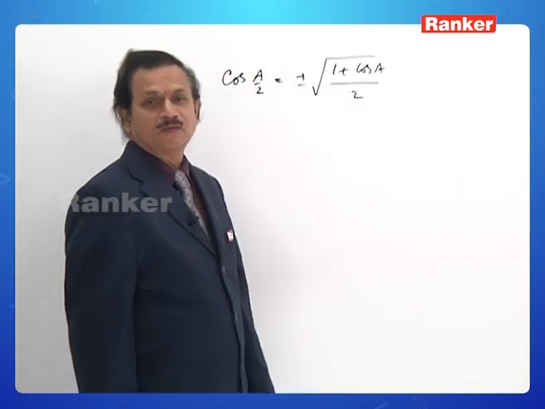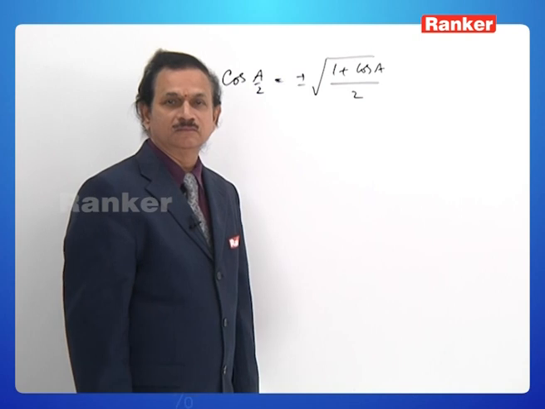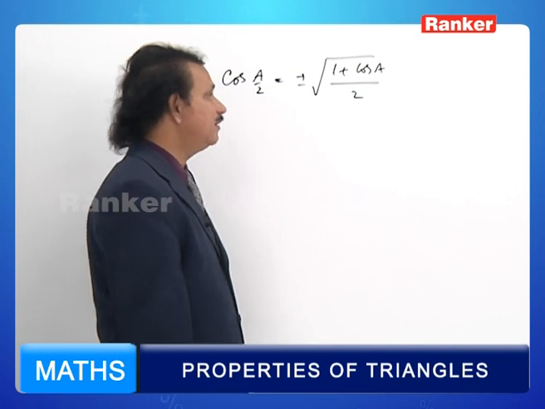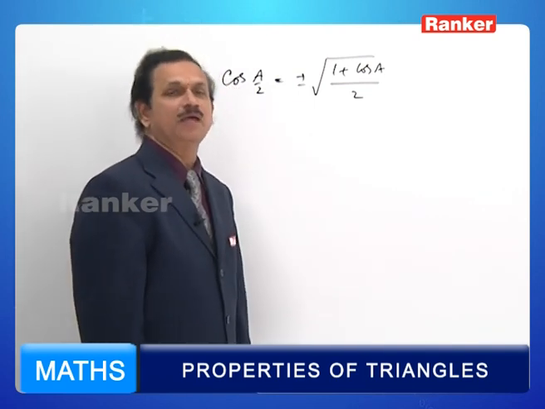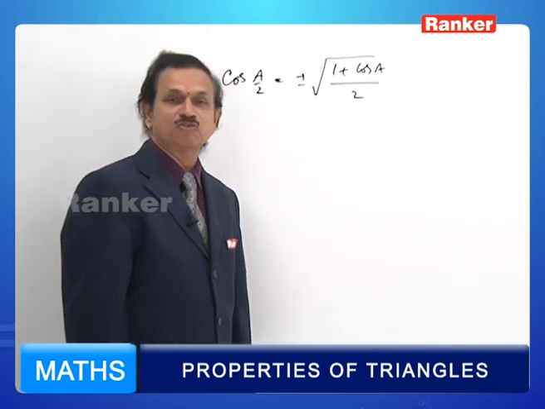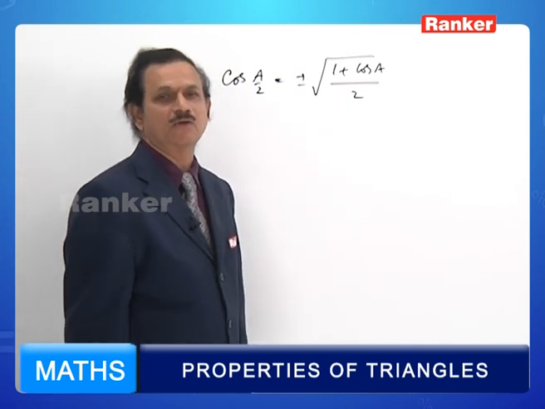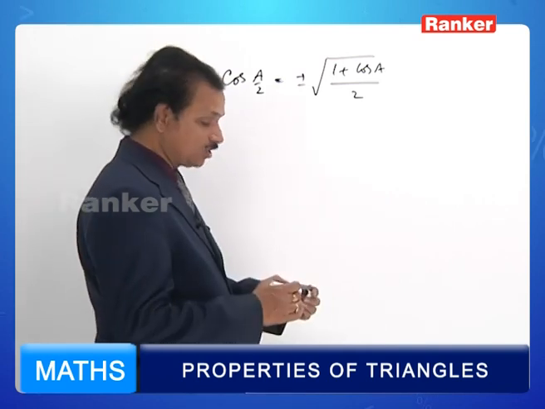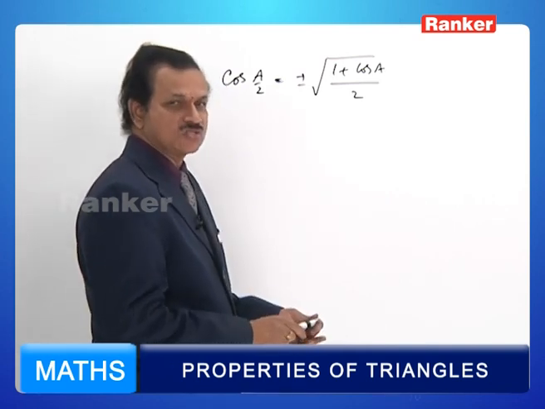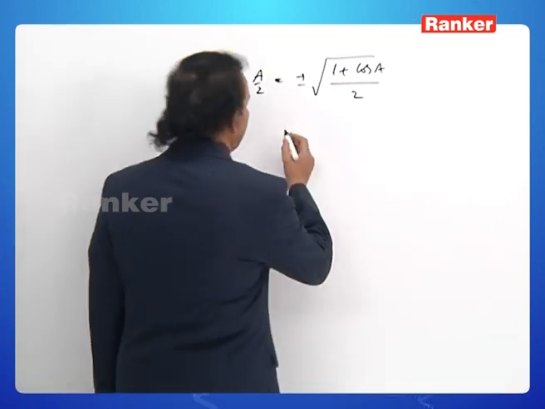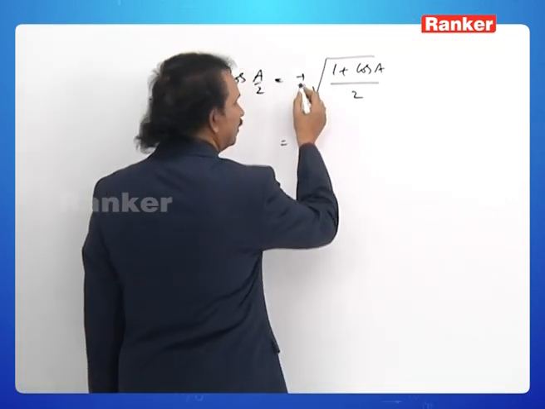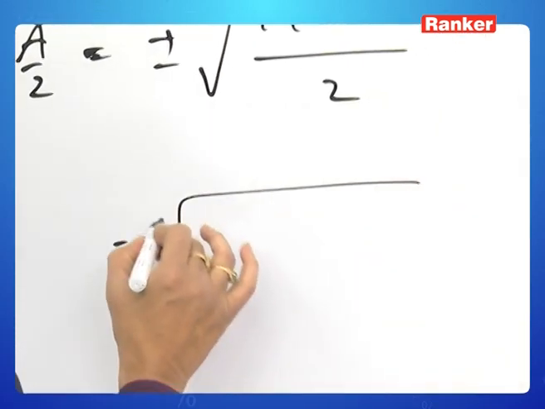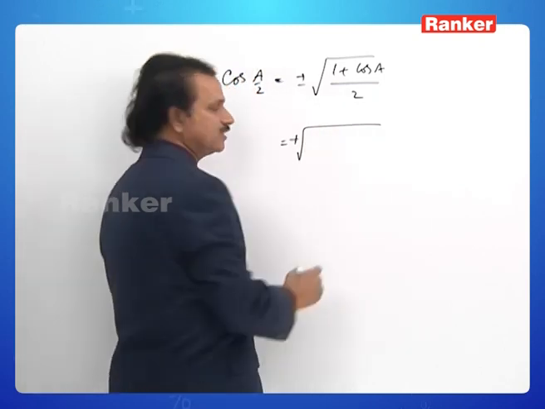You see, ABC is a triangle, so A by 2 is surely acute. Why? Because A plus B plus C is equal to 180, so A by 2 plus B by 2 plus C by 2 is 90. So A by 2 is surely less than 90. As it is acute, A by 2 lies in the first quadrant, and in the first quadrant every trigonometric ratio is positive, so you need not consider plus or minus here. We just take the plus root of (1 plus cos A) by 2.